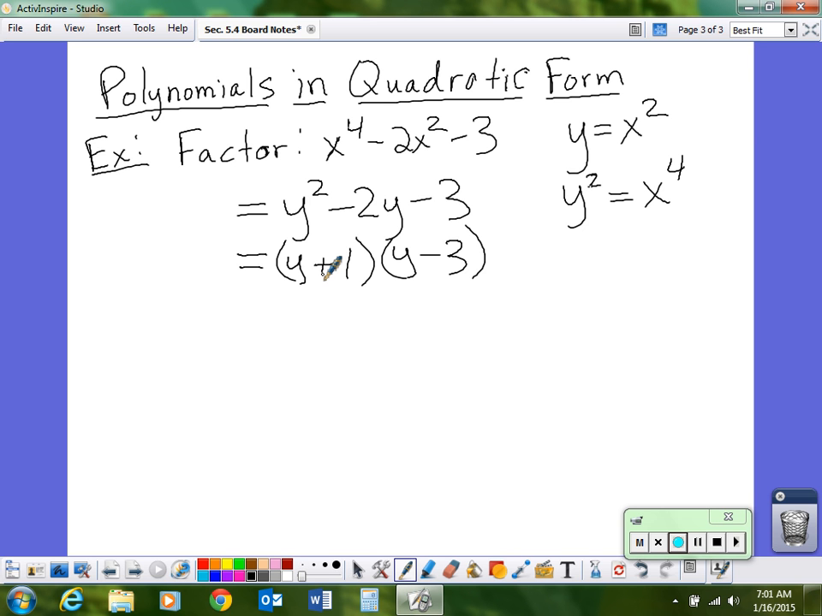At this stage of the game, we have y's in the equation. Our original equation, original polynomial, was in terms of x. We need to substitute and have x's back in here. So we simply substitute back in. Y is equal to x squared.